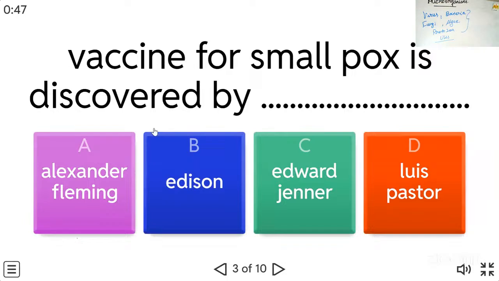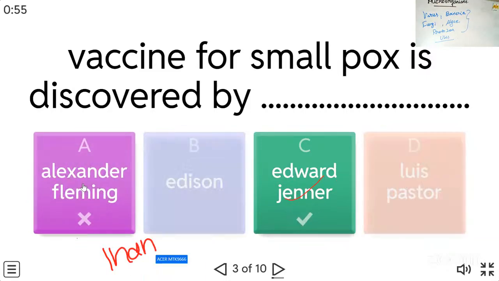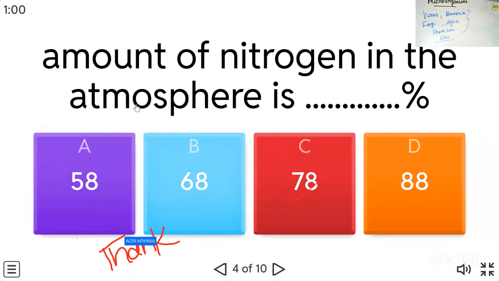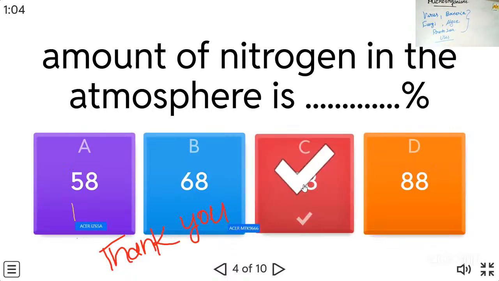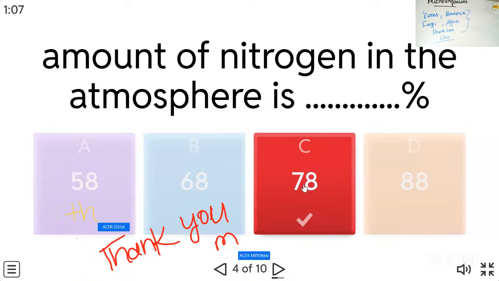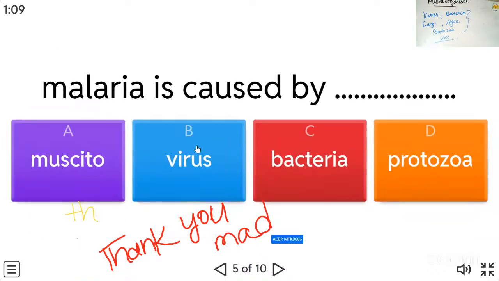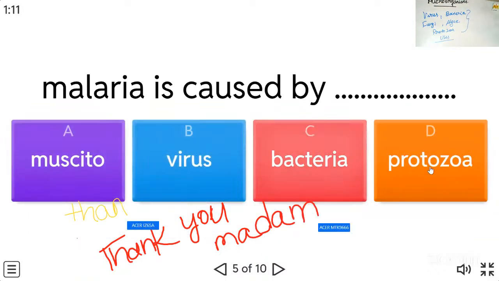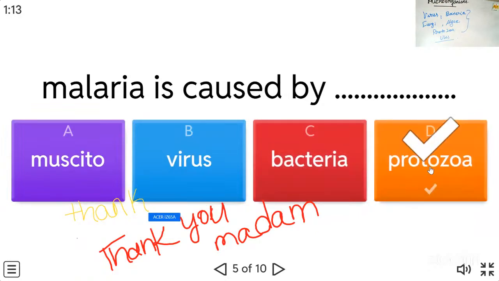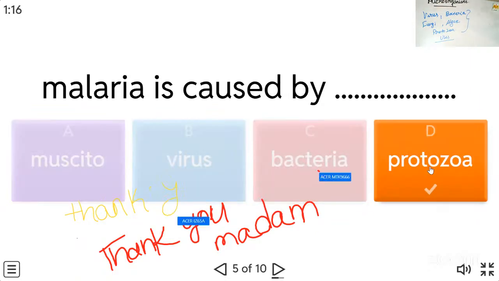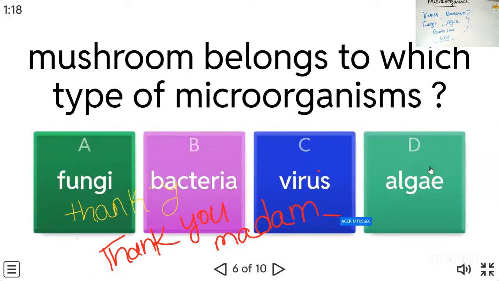Vaccine for smallpox was discovered by whom? Alexander Fleming? This is the wrong answer, because Edward Jenner discovered it. The amount of nitrogen in the atmosphere is 78%. Yes, this is the right answer. Malaria is caused by protozoa. Yes, that is the right answer.